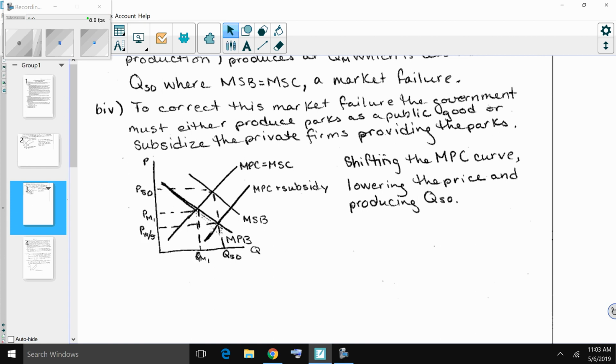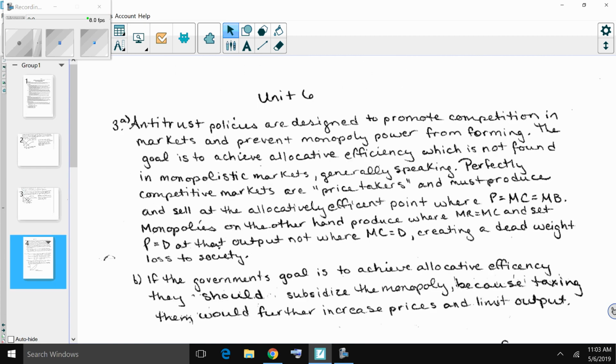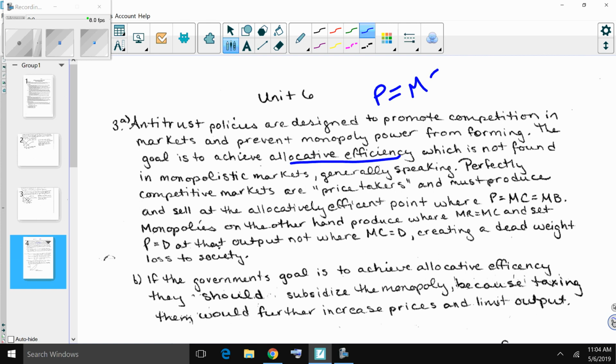Now I'm going to move on to the next question. Question number 3 is about antitrust policies and why we have antitrust policies. You guys learned about these trust busters back in American history last year, but now we need to look at them from the perspective of controlling monopolies. So an antitrust policy is designed to promote competition in our markets, preventing monopoly power from forming. The goal is to achieve allocative efficiency. If we are achieving allocative efficiency, that's where price equals MC, okay?